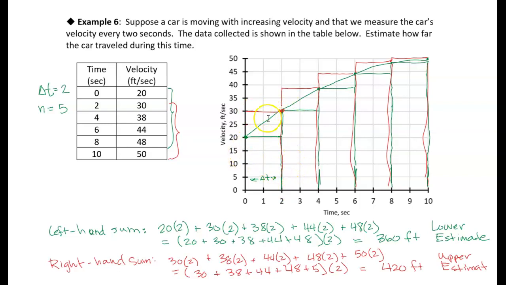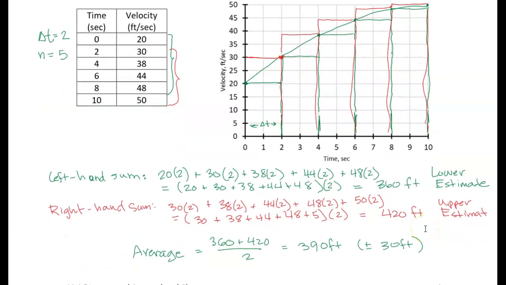Okay, so you know that the actual area is somewhere in between the two. So we did the left-hand sum and the right-hand sum, got a lower estimate and an upper estimate, and then we can average the two to get a little better estimate. But there's a lot of uncertainty in it because we're using these wider intervals.